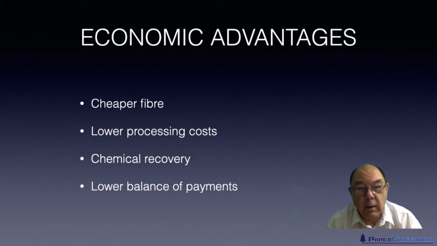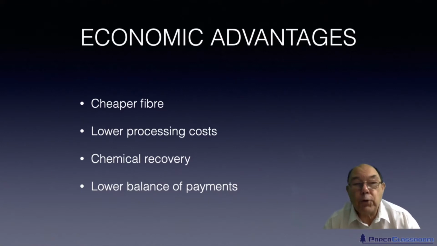Within that recycled product, there may be other chemicals you can recover, things like fillers like chalk or clay or titanium dioxide. And of course, if you're using your own recycled fibre, you're not having to bring trees in from another country, and therefore you're going to lower the balance of payments of the country. And if you export recycled fibre, as we saw there, to China or Europe or other places, you're also reducing the country's balance of payments.